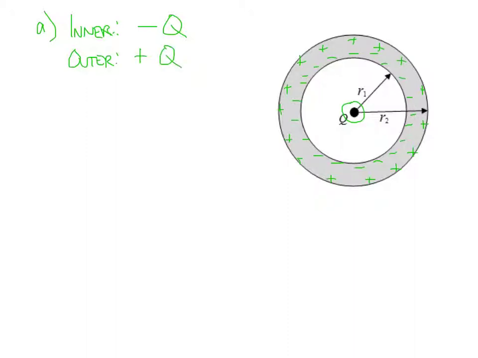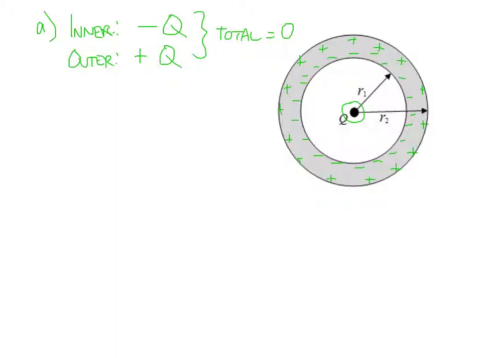So with the inner surface having a total charge of negative Q and the outer surface having a charge of positive Q, the total on the conductor altogether is equal to 0, which should make sense because it says the conductor is uncharged. For part B, draw the electric field lines on the figure.